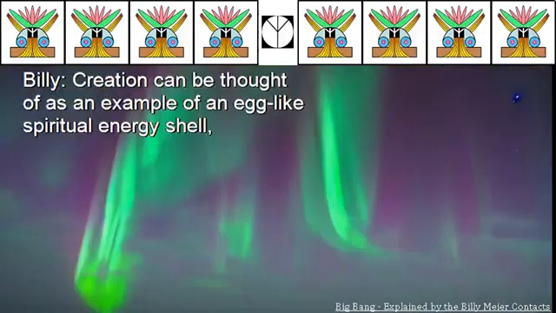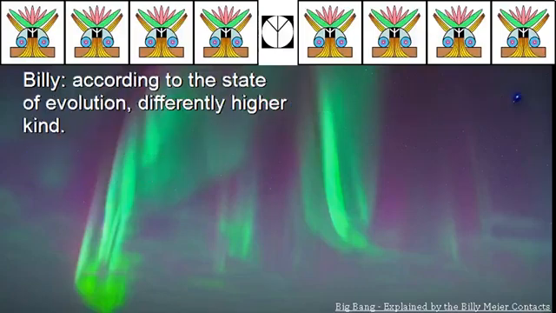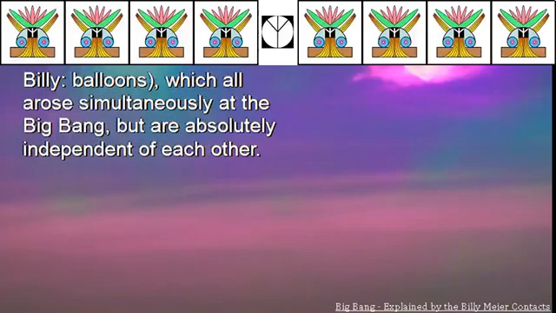Creation can be thought of as an example of an egg-like spiritual energy shell, which floats in the boundless and timeless super-ultra-infinity immeasurability infinite spaciousness of the absolute nothingness, along with countless other creations of the same or, according to the state of evolution, differently higher kind. This creation structure thus contains within itself 7 different spirit energy belts, levels, or 7 different dimensions or space-time structures, simile, balloons, which all arose simultaneously at the Big Bang, but are absolutely independent of each other.